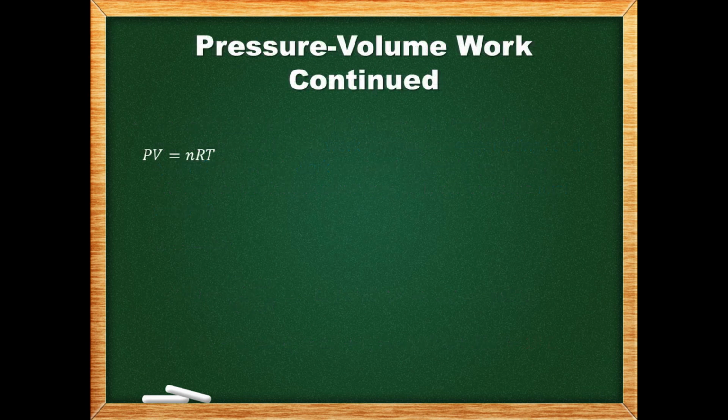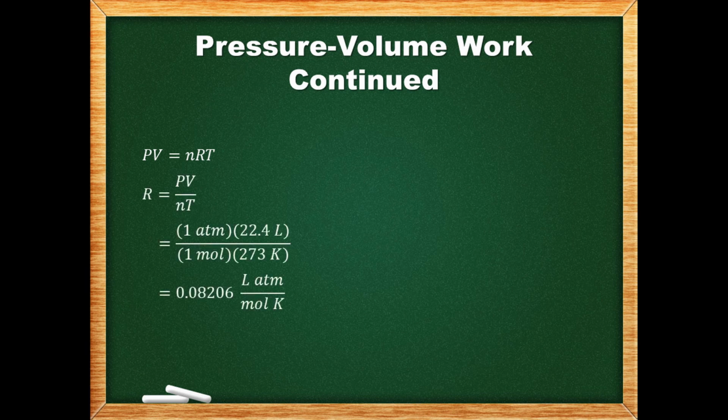The ideal gas law, which is covered in depth in the chapter on gases, states that for an ideal gas, the product of a gas sample's pressure and volume is equal to the moles of the gas times the gas constant R times the temperature. This can be rearranged to isolate R, which only changes with the units of pressure selected. In this case, our pressure is in atmospheres, and R is 0.08206 liter atmospheres per mole Kelvin.